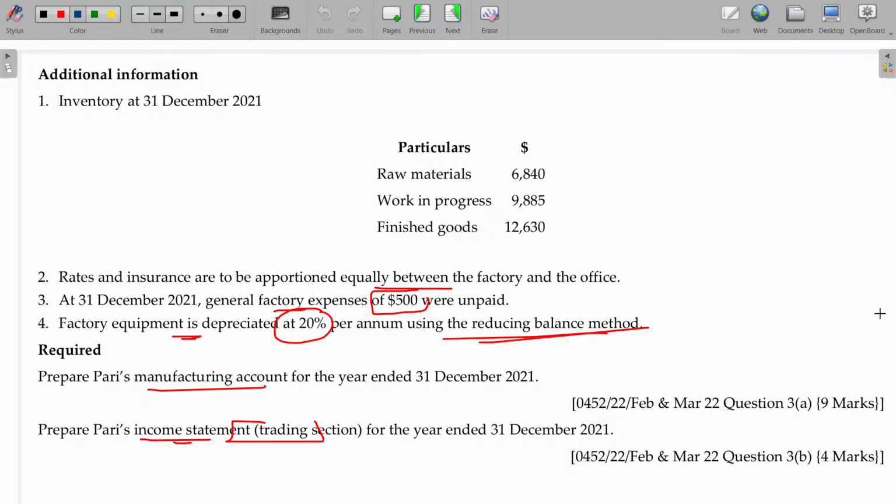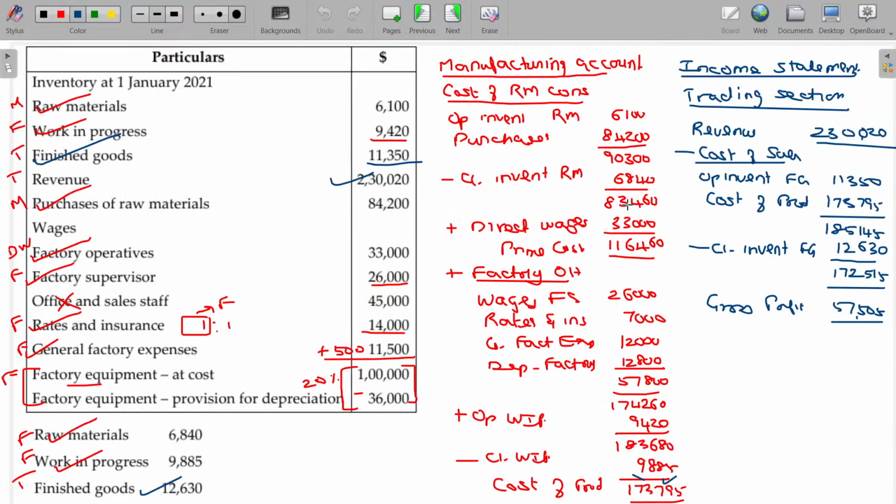Apart from that, in this illustration, they have asked to calculate the gross profit margin also, GP margin. In case of gross profit margin, gross profit by revenue will be taken. So, gross profit being 57,505, revenue being 2,30,020. In percentage, the final answer being 25%. With that, this illustration is over.